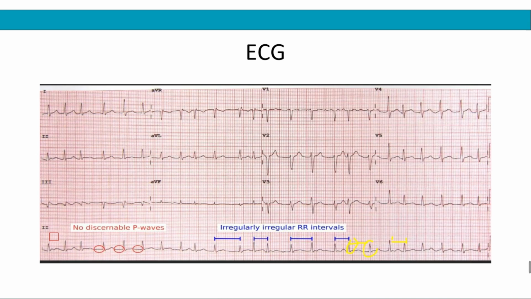So if it's not regular, you count the number of QRS complexes in the entire 10-second strip. Because the heart rate is determined in 1 minute, and you need 60 seconds, and since the entire strip is 10 seconds, you multiply that by 6. In this strip, when you count all the QRS complexes, you get about 24. You multiply that by 6, and you get 144. So the heart rate in this patient is 144.